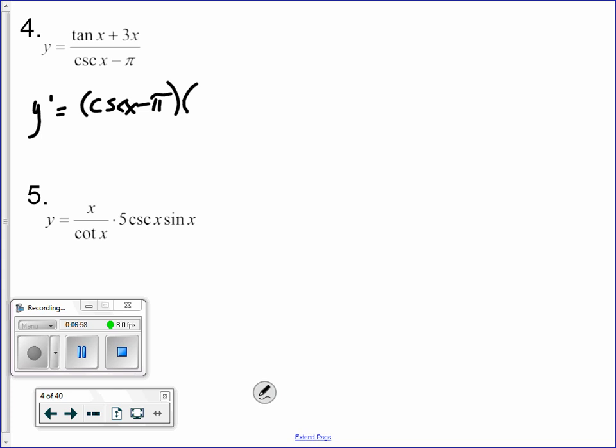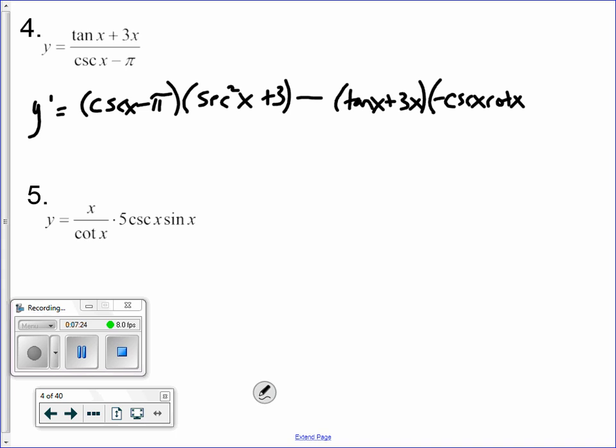So the derivative of tan x plus 3x is secant squared x plus 3. So there's low d high, less, make sure you have a minus, high, tan x plus 3x, d low, the derivative of the denominator. The derivative of cosecant x is negative cosecant x cotan x. And the derivative of pi, that's a number, it's just 0.